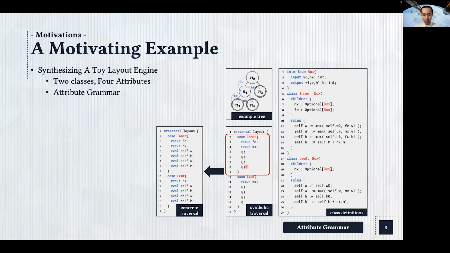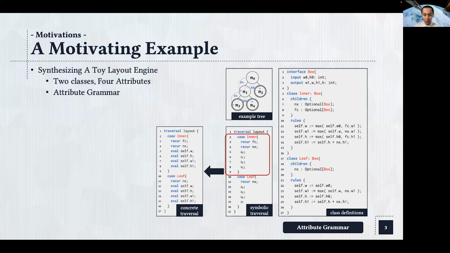This is a typical post-order traversal, and our traversal language allows the user to specify various kinds of traversals, including pre-order, post-order, in-order, and many other mixed types of traversals. The symbol tau from line 5 to 8 represents slots that are yet to be determined. They will eventually be filled in with concrete statements. For example, you can see the concrete traversals on the left-hand side, where those lines are filled in with concrete evaluation commands of corresponding attributes. So the synthesizer is supposed to figure out what to fill in for the slots in the symbolic traversal.